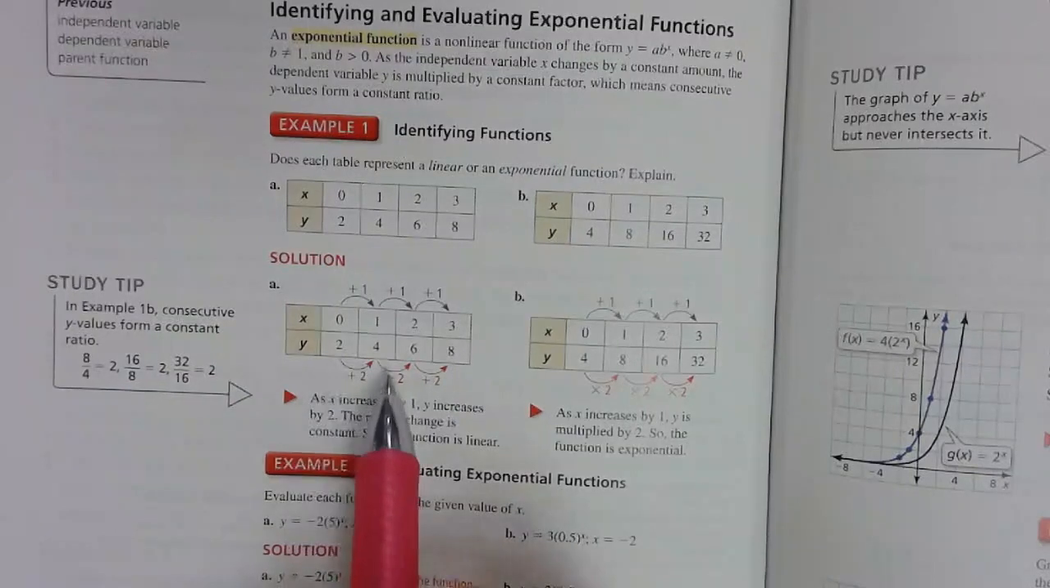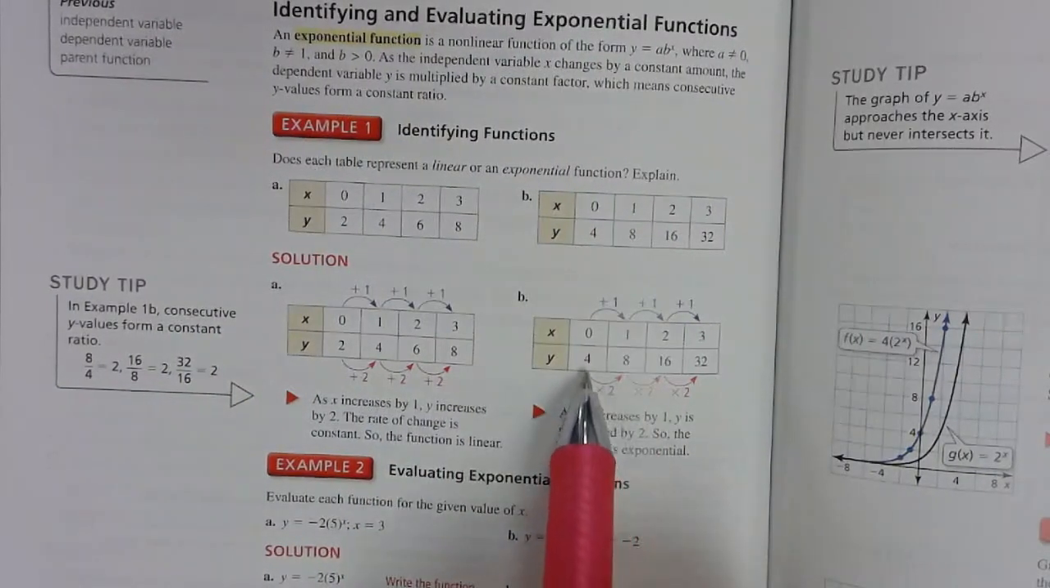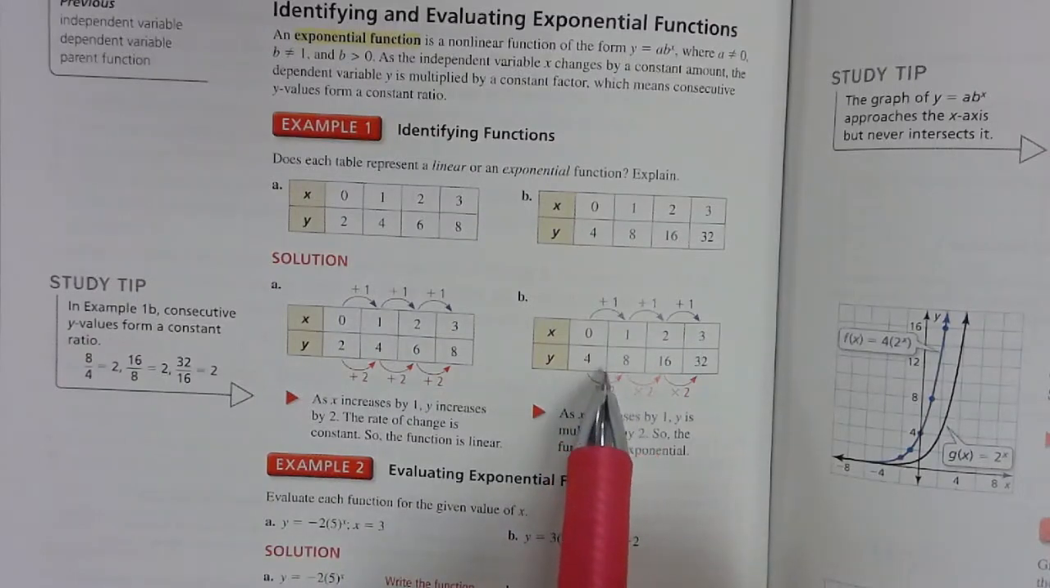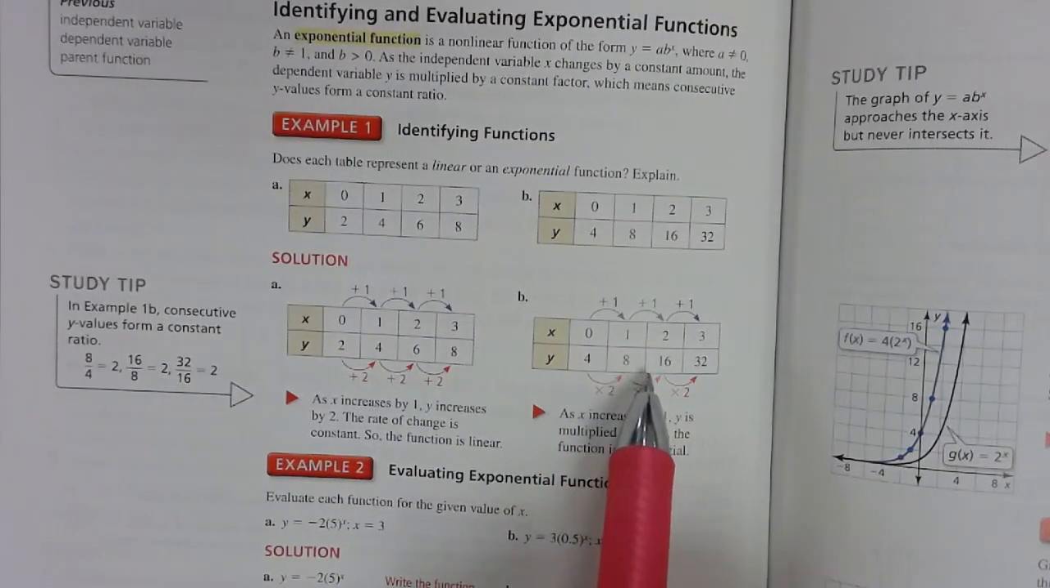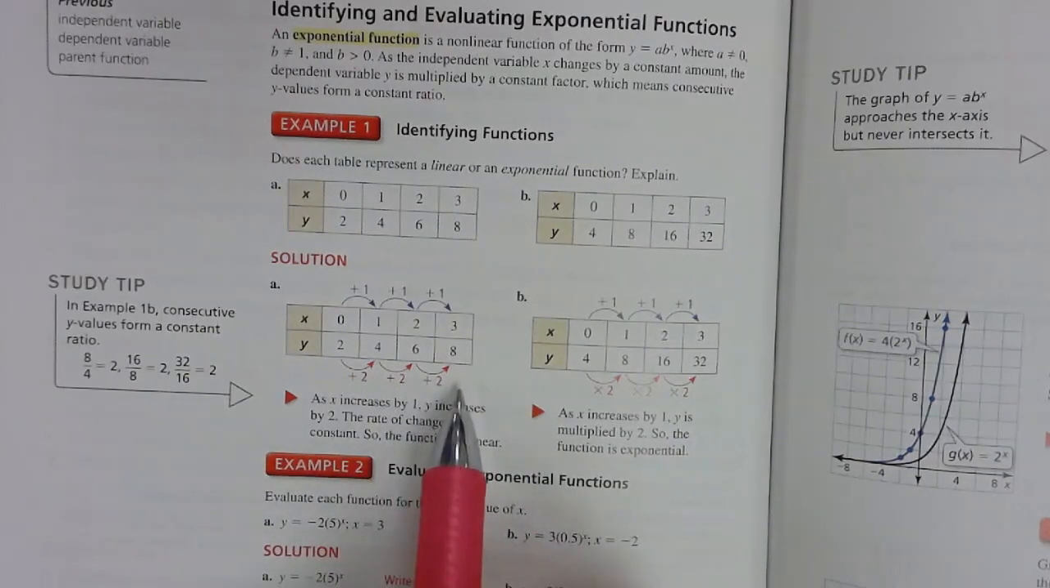Now look at this. Instead of adding, which is also linear, it goes from 4 to 8. If I were to add, that would be plus 4. This would be plus 8. This would be plus 16. So I know it's not adding, and it's not a constant adding, so I know it's not linear.